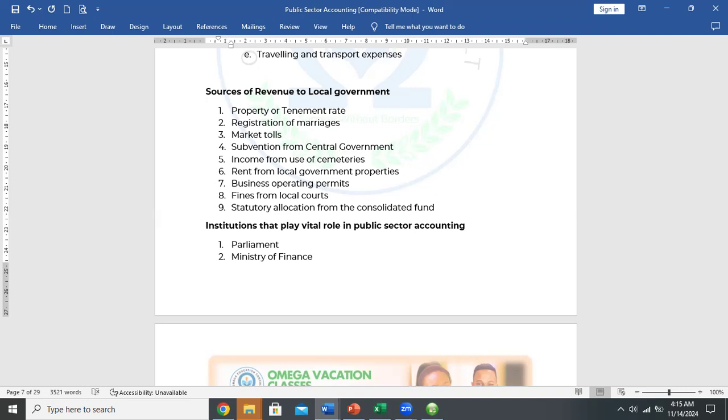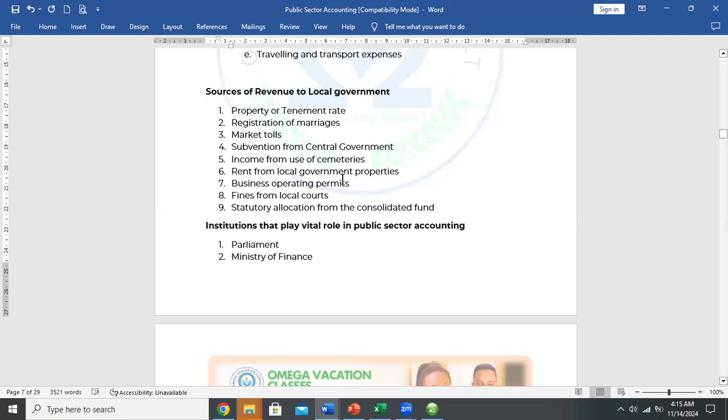However, there is an existing subvention from the central government, and I think they call it the Common Fund or something. I've really misplaced it, right? And normally when it comes, the DCE or the MCE, the district chief executive or the municipal chief executive, will use it for developmental projects in that particular district. Okay. So income from use of cemeteries, yes. Market tolls. When you go to the market, the women pay some small coins there, right? Rent from local government properties.